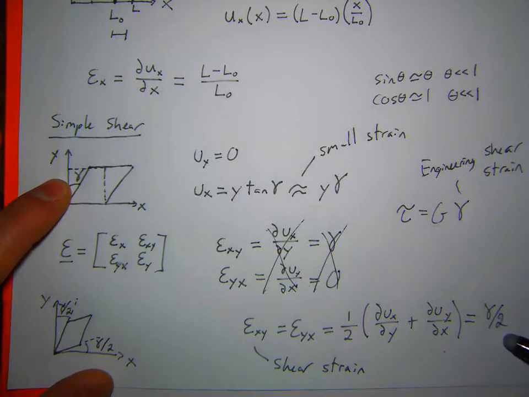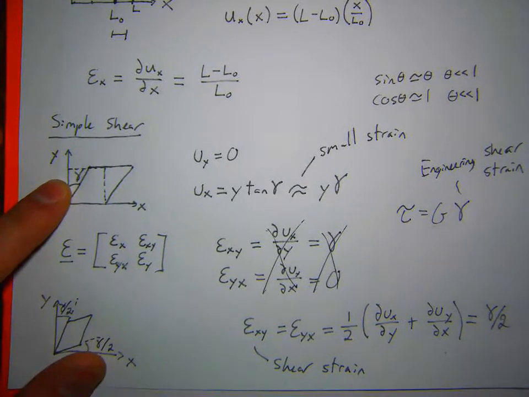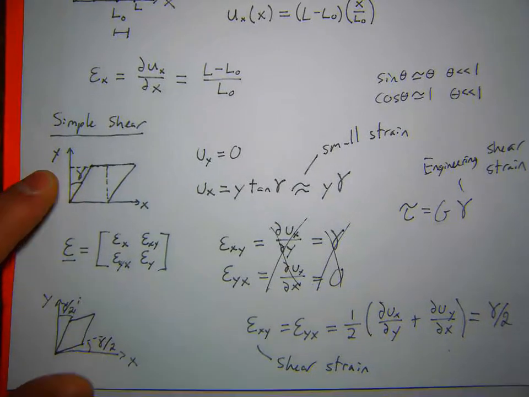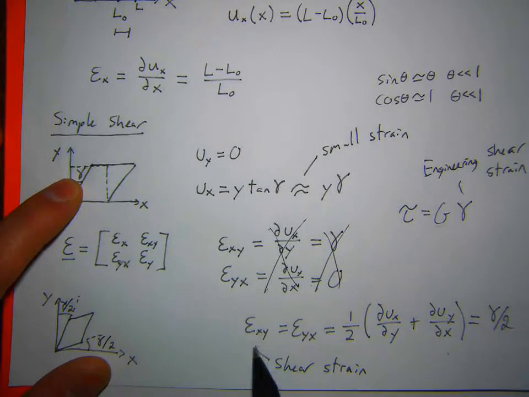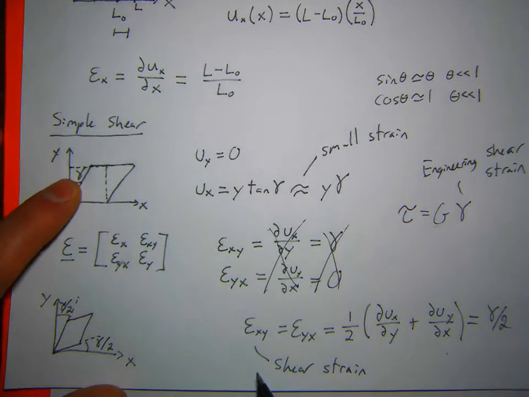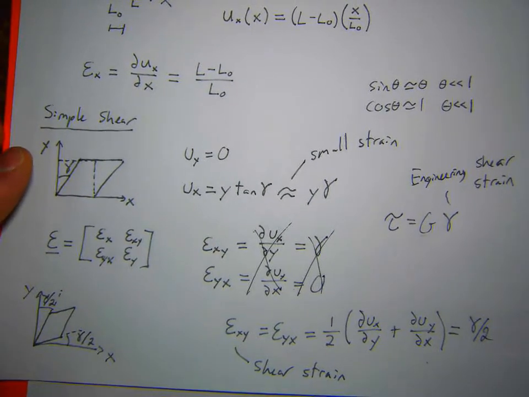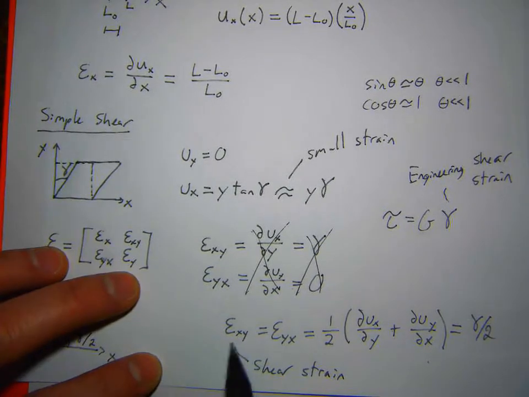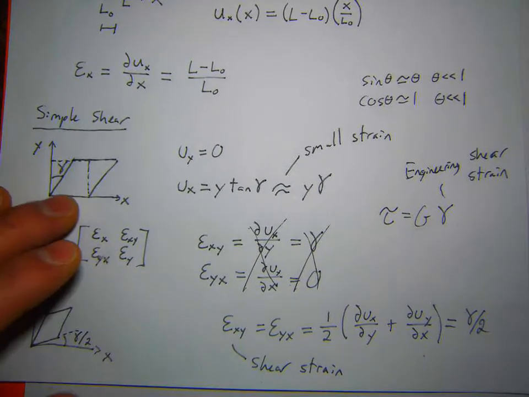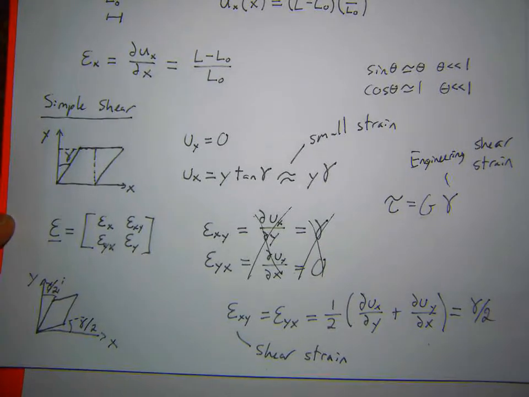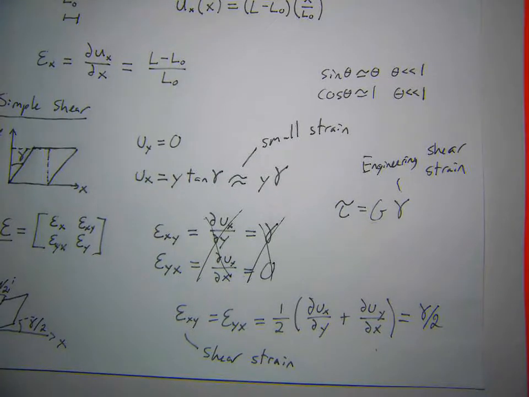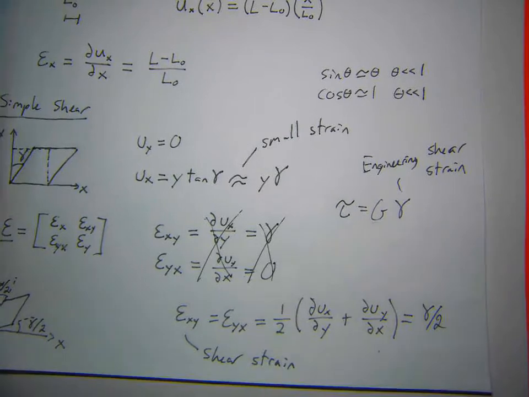So later on, or tomorrow, when we talk about elasticity, sometimes different formulations will use engineering shear strain as their shear strain, and sometimes they'll use this shear strain as their shear strain, and it matters which one they're using. This is particularly relevant for finite element software. If you're using the right or the wrong one, your shear strains will be off by a factor of 2, or your shear stresses will be off by a factor of 2 correspondingly.